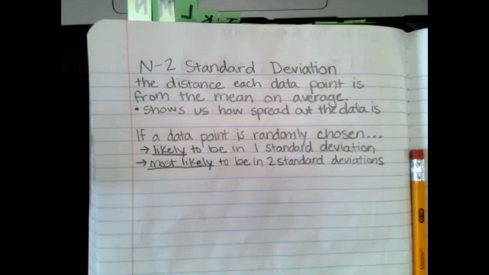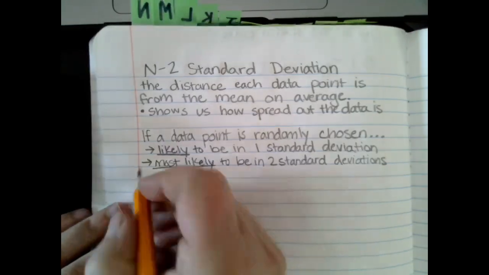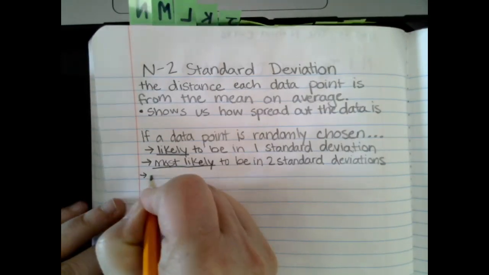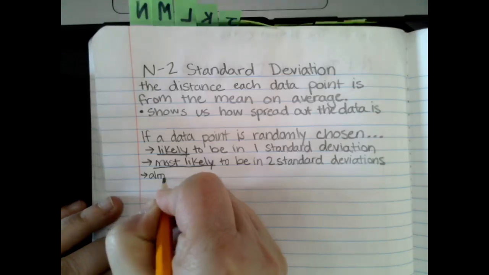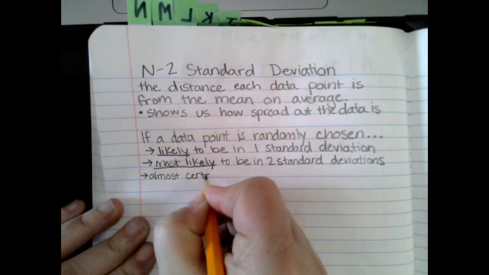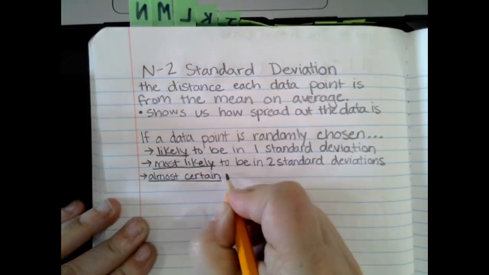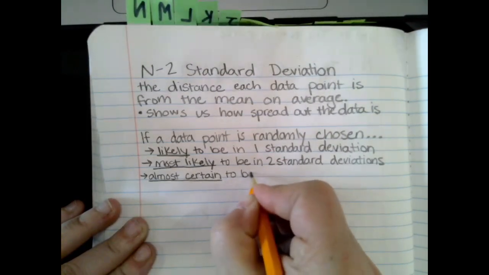Certain, yeah. But here's the thing with outliers, we can't guarantee that it will be 100%. So we have to say almost certain, because every now and again we get that outlier that's not going to quite fit. So almost certain to be in 3 standard deviations.